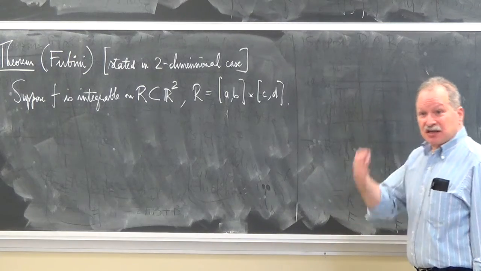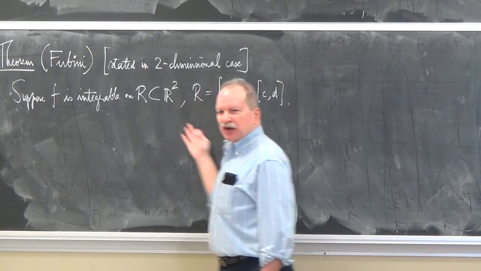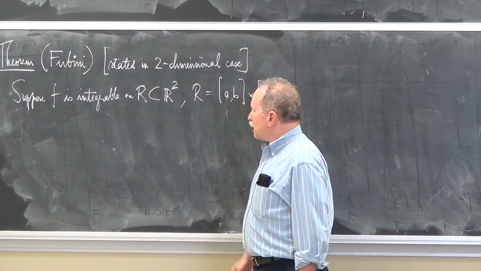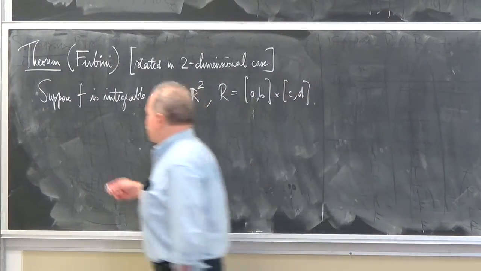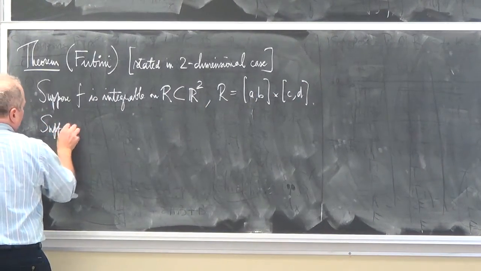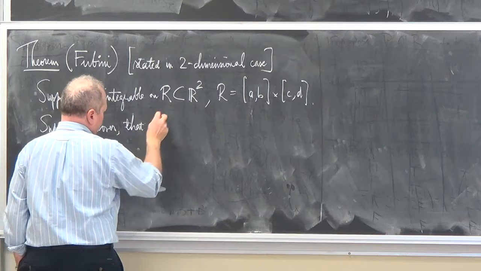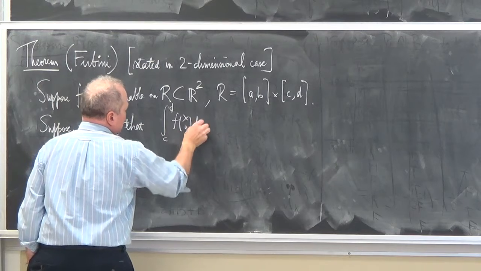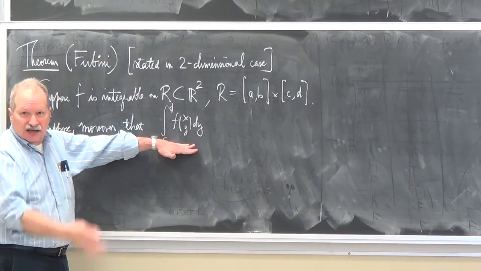And what I want to address is, when is that integral of f computable by doing the iterated integrals, which is what we were doing on Friday? Well, then I'd better make some assumption that the iterated integral exists. Okay? So suppose, moreover, that the integral from C to D of f of xy dy makes sense for every x. So this is the cross-sectional area where I fix an x.